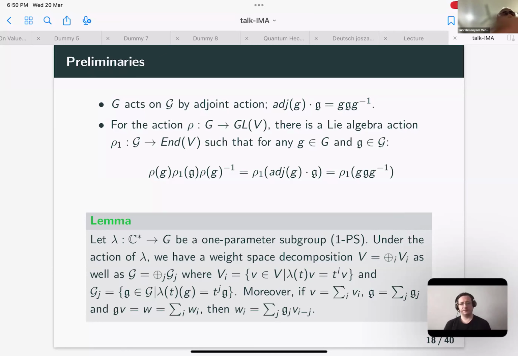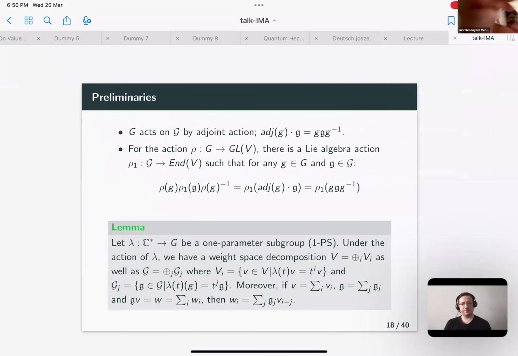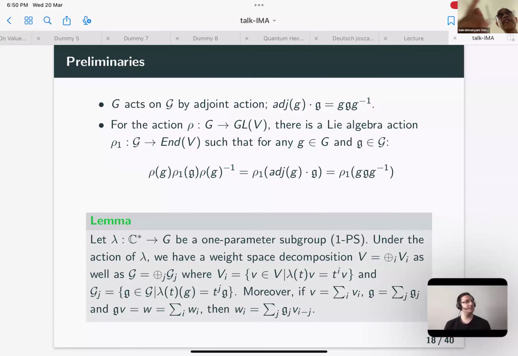Okay. So I will need the following. G acts on itself by conjugation. Therefore, it acts on the Lie algebra, and this is the action of G on the Lie algebra via conjugation. You take a matrix and just conjugate it by G, and you get another matrix. This is what is called the adjoint action.